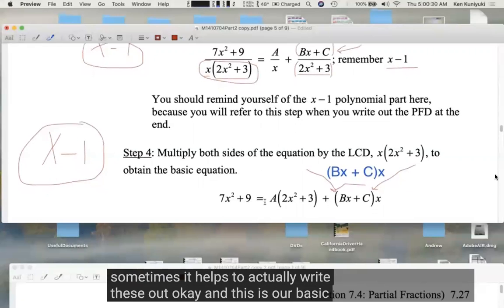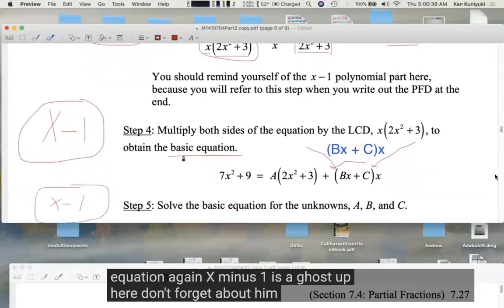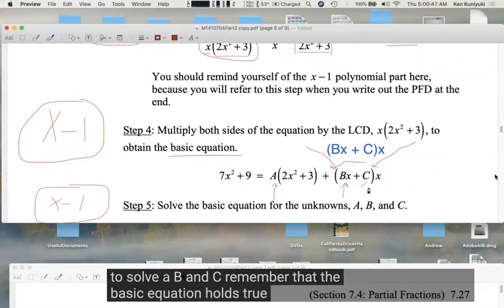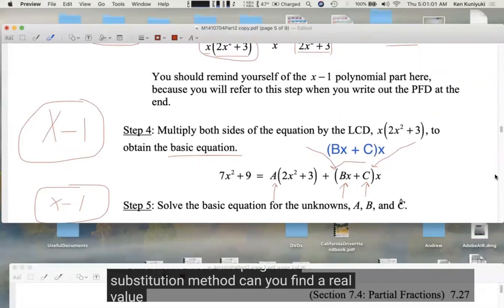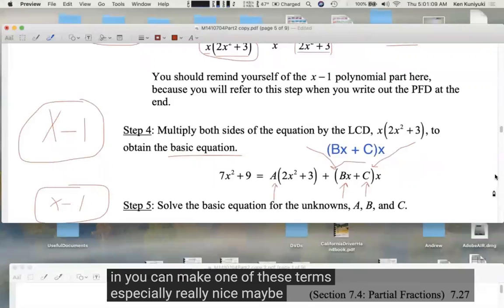Okay, and this is our basic equation. Again, x minus 1 is a ghost up here. Don't forget about him. We have our basic equation. We're now going to use it to solve a, b, and c. Remember that the basic equation holds true for all real values of x. Now, we're going to try a hybrid, a blend of method 1 and method 2. Method 1 was the plug-in or substitution method. Can you find a real value for x such that when you plug it in, you can make one of these terms especially nice, maybe 0?